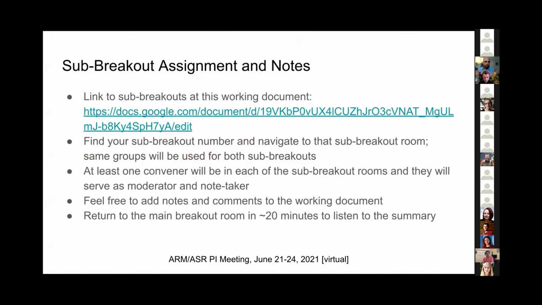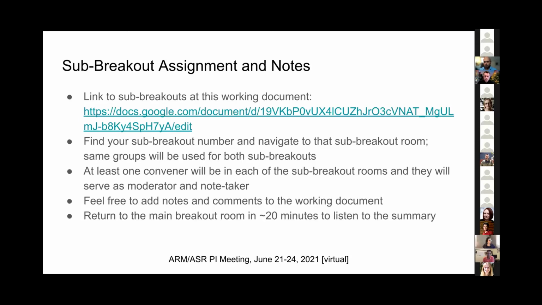Okay, so the link to the sub breakouts is at this specific working document, and we'll share this link in the chat. Rahul, potentially, can you do that right now? Within this working document, you'll find a sub breakout number, and with that, you can navigate to that sub breakout room using the little breakout button on your Zoom application. We'll use the same groups for both sub breakouts. The first one on the AMF deployment and the second one on models to measurements to models.